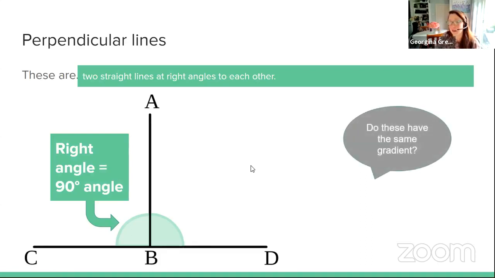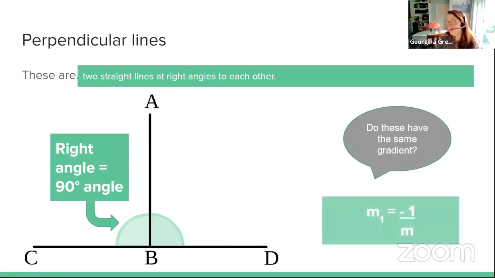Do these lines have the same gradient? So we said that the gradient is calculated as the change in the y-axis divided by the change in the x-axis. It's a measure of how steep they are, or a measure of their slope. These ones are going in two different directions, so they can't have the same gradient. Okay, the gradient is always relative to the axis on the page, and if they're not going in the same direction, they can't have the same slope. So they have one set of axes.